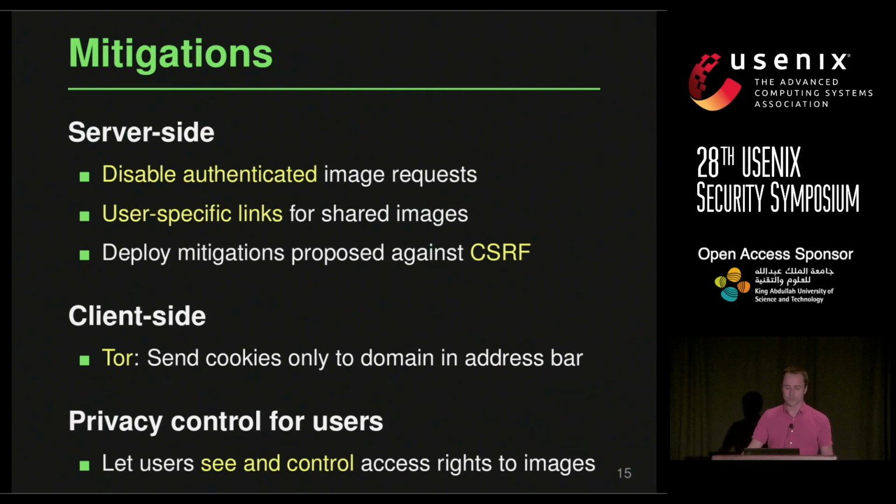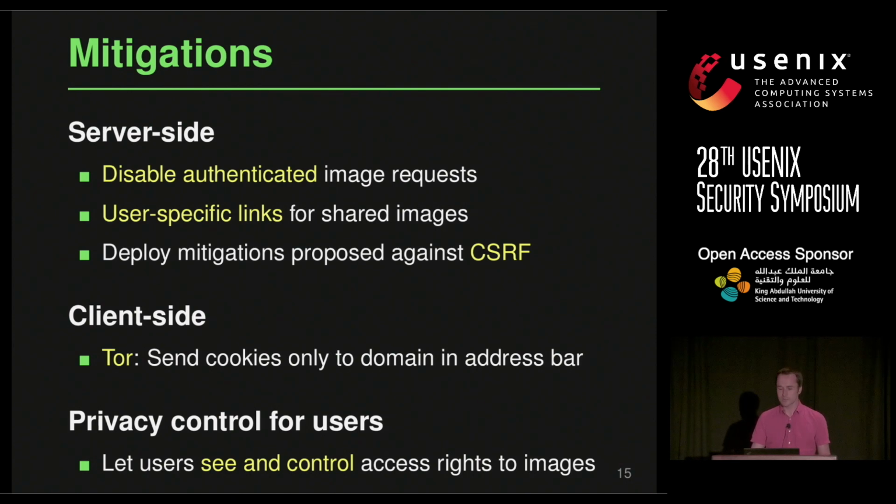Another idea is to use user-specific links for shared images. So basically, if I'm an attacker and I'm sharing an image with the victim, then I don't know the URL that the victim can use to access the image, because that URL is only known to the victim. And finally, on the server side, another option is to deploy some of the mitigations that have been proposed against CSRF, cross-site request forgery, and there's a discussion of how exactly to do this in the paper.